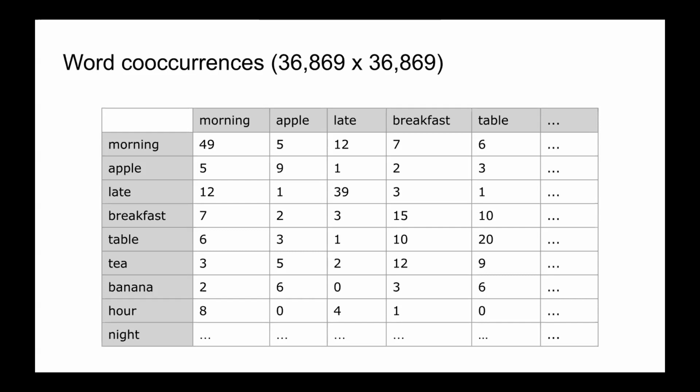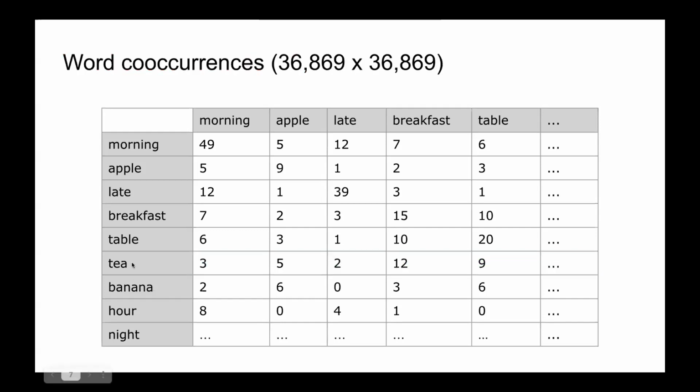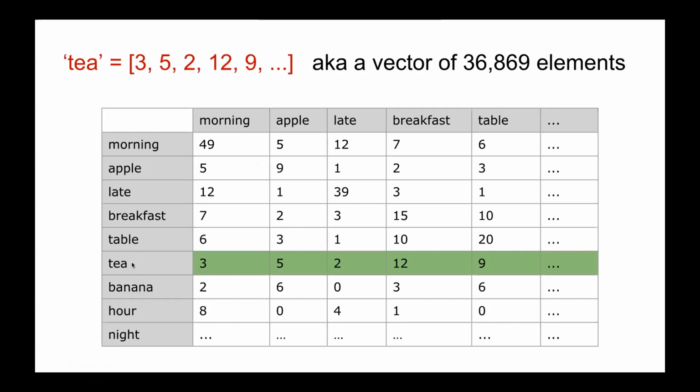This is already a distributional semantics model. So we can say that the word tea, for example, can be defined as its position, its numerical position against all the other words in the vocabulary, right? So the word tea can be represented as a vector of 3, 5, 2, 12, 9, and so on. You've got those numbers here, right? Of course, this is a very, very long vector of more than 36,000 elements, but still you can define the word tea as such a vector.